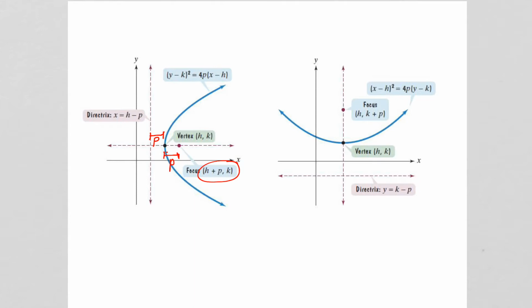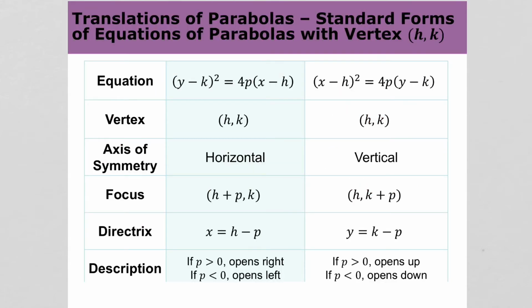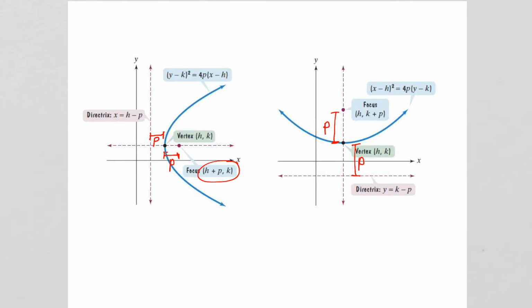If your parabola opens up, then this distance is p, so your focus would be at (h, k plus p). If it opens down, it would be (h, k minus p). And then same thing for the directrix. It would be y equals k minus p if you're opening up, y equals k plus p if you're opening down. And all that's spelled out for you on here. And one thing, you don't really have to remember if it's a plus or a minus in here, because if you're opening to the left or down, then p is going to be negative. So that's going to determine that.